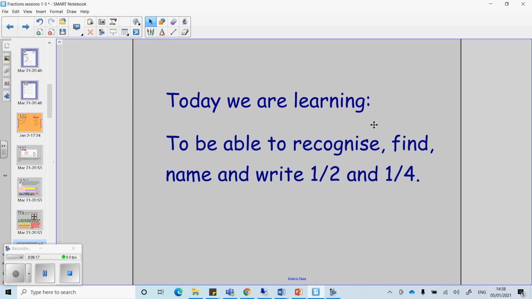Today we are learning to be able to recognize, find, name and write 1/2 and 1/4.